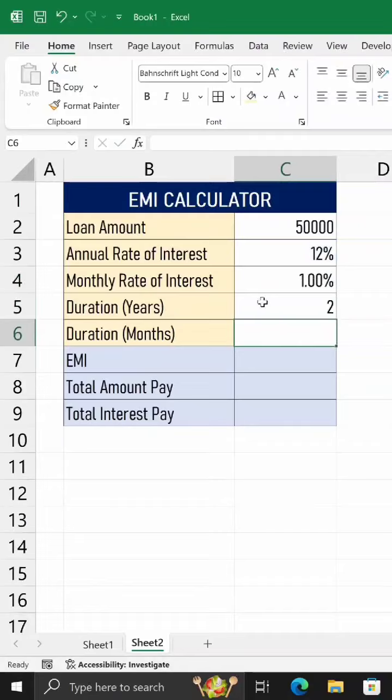So the same thing I will use. First of all, I am converting that rate, that is per annum, into per month, that is 1%, by dividing it, and the duration into months, which is multiplied by 12.